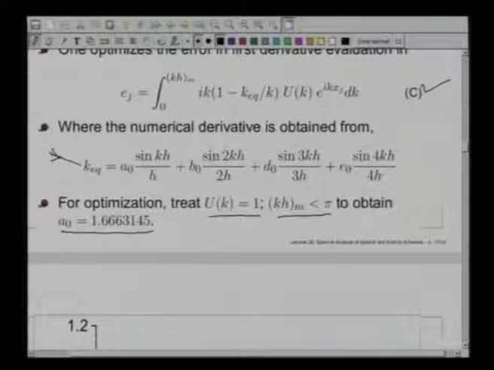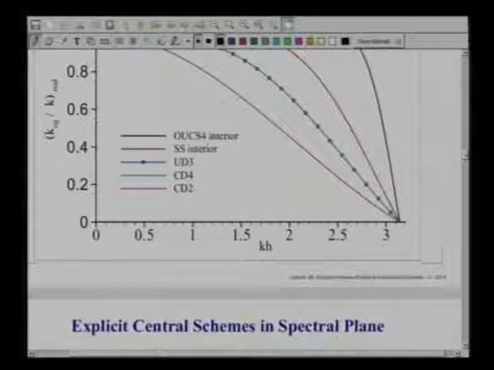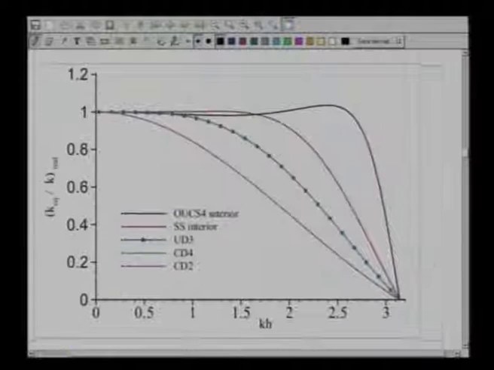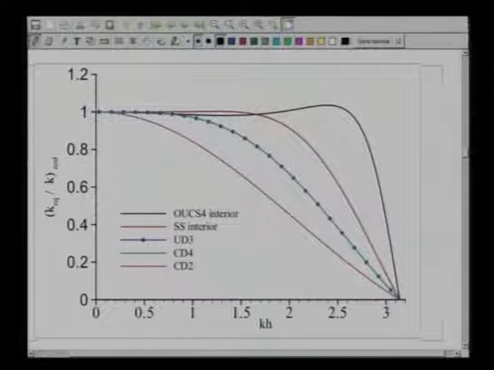Okay. So, we have now introduced some schemes here, and they are essentially plotted here. What you are seeing is a host of methods. The purple color is the CD2 method that gives you that k equivalent by k, it is the performance parameter, right. Ideally, we want it to be equal to 1. And what we are noticing here is that the CD2 scheme falls off from the ideal limit for a very small value of k h itself. What is k h?